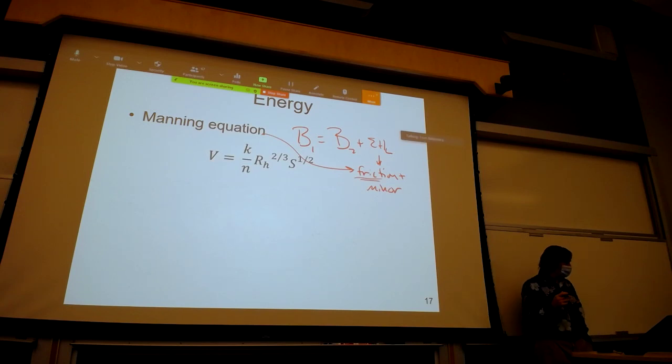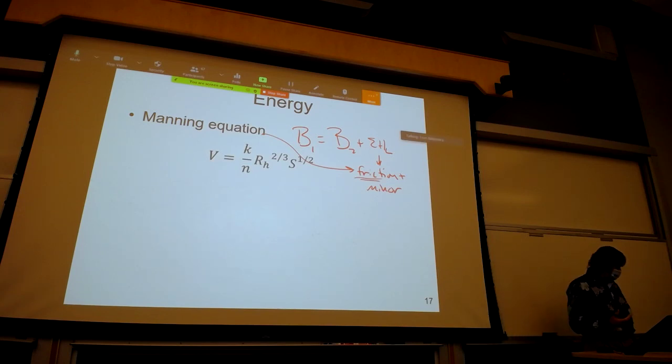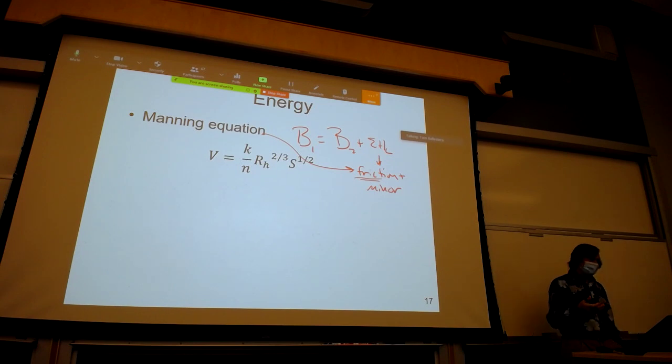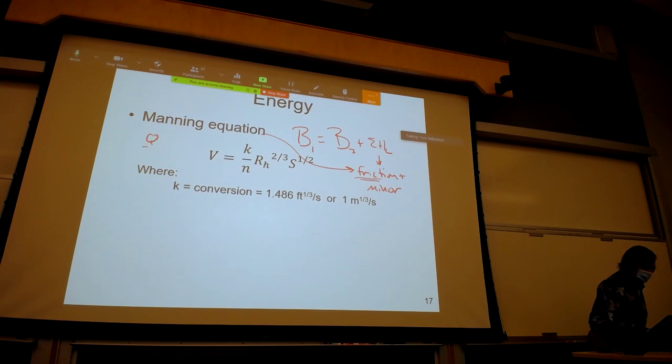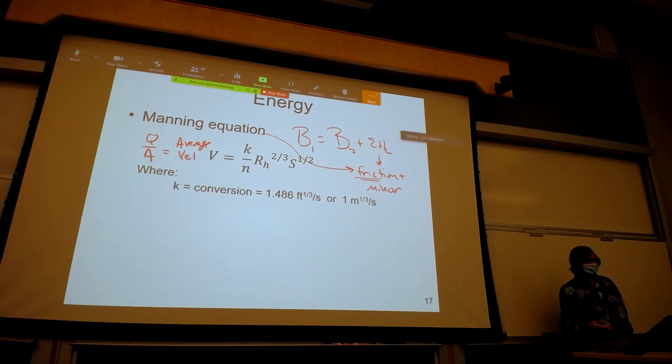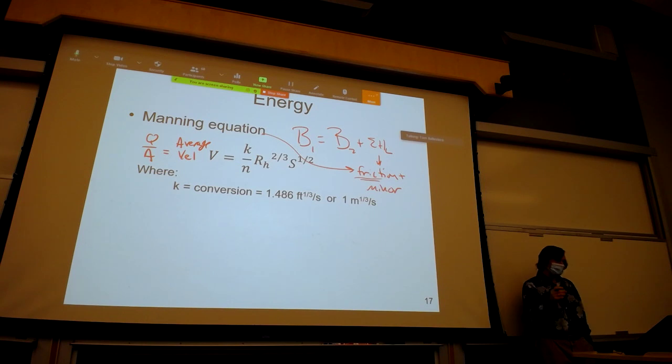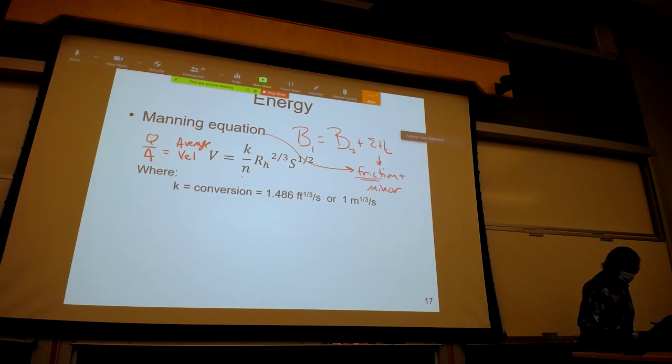So you have a handout for today, and the Manning equation is page 2 on that handout. This is the exact same equation. And in this equation, V is the average velocity of the cross section. So V is Q over A. It's an average velocity. K is a units conversion. So this equation is dimensionally consistent.